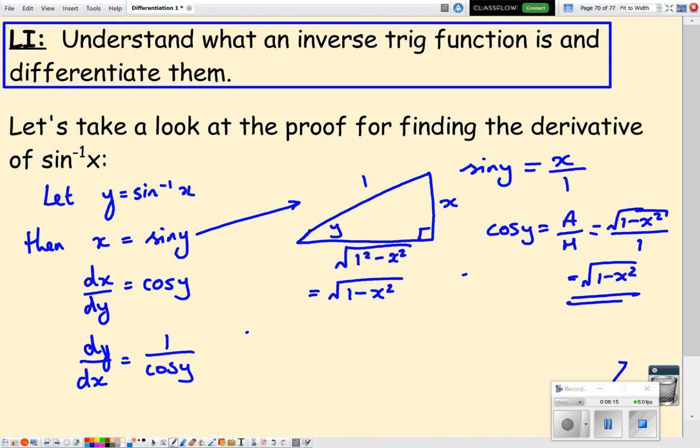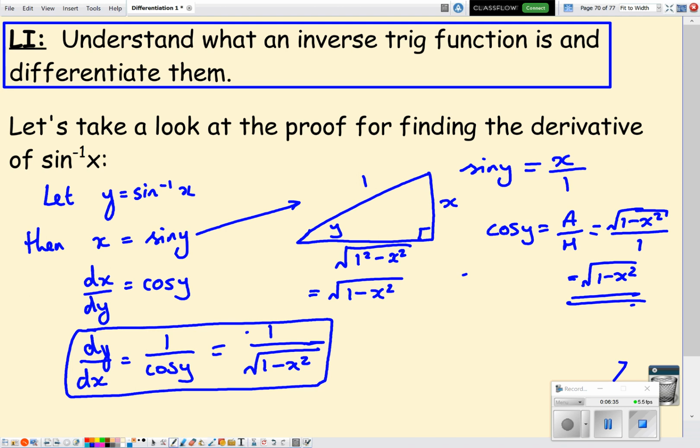Right, so let's use that over here, and what we get is the derivative in terms of x is 1 over root 1 take away x squared. Job done. Okay, and that is your standard derivative for y equal to inverse sine of x.